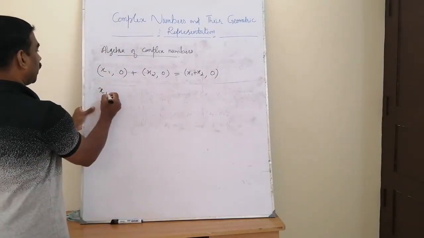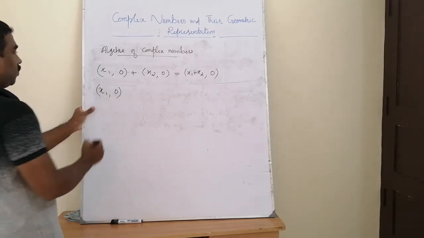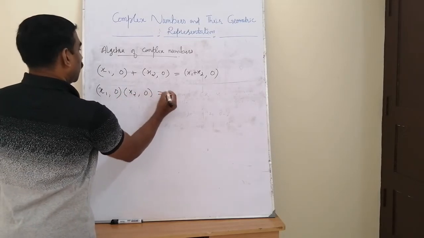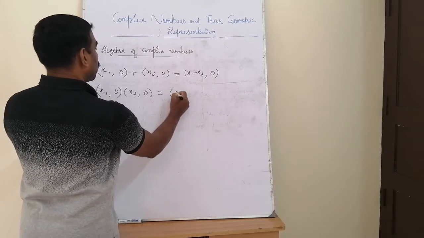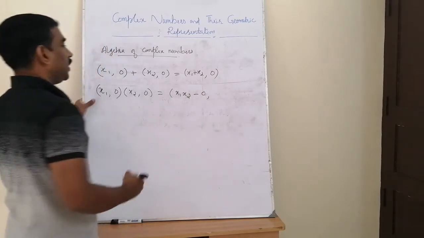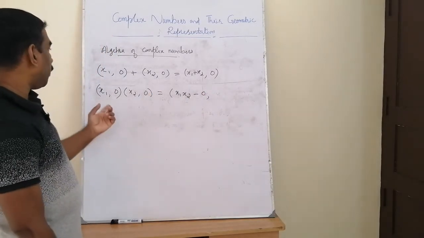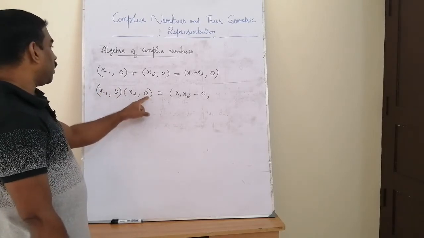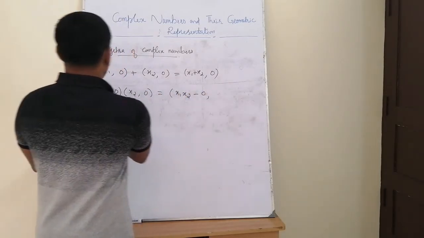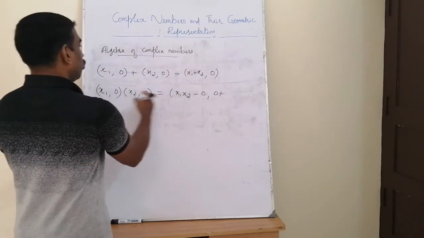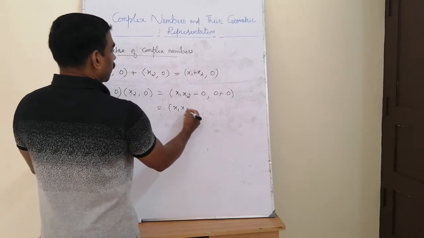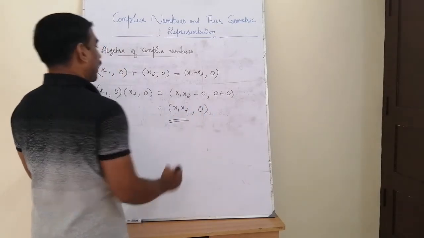And similarly for multiplication, suppose we are multiplying two real numbers x1 and x2. We take the first real number x1 as a complex number, say (x1, 0), into (x2, 0). Multiplication of two complex numbers means the product of the real parts minus the product of the imaginary parts, that is 0, taken as the new real part. And what will be the imaginary part? The imaginary part is the mixing of the real part with the imaginary part of the other, and similarly for the second, that is x1 into 0 plus 0 into x2, that is 0. So we have the result (x1 x2, 0), that is a real number.